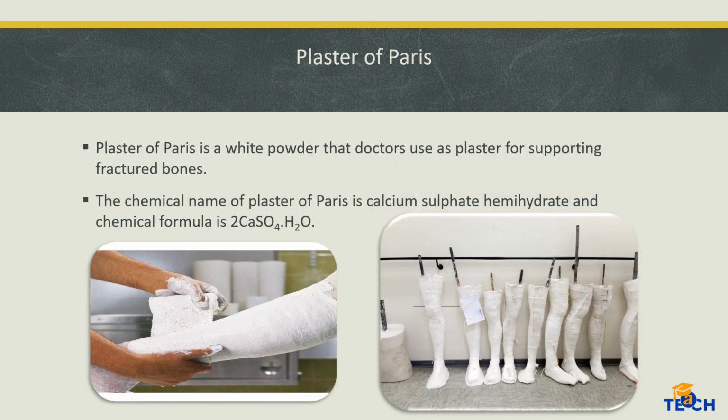Plaster of Paris is a white powder that doctors use as plaster for supporting fractured bones. The chemical name of plaster of Paris is calcium sulfate hemihydrate. The chemical formula is 2CaSO4·H2O.